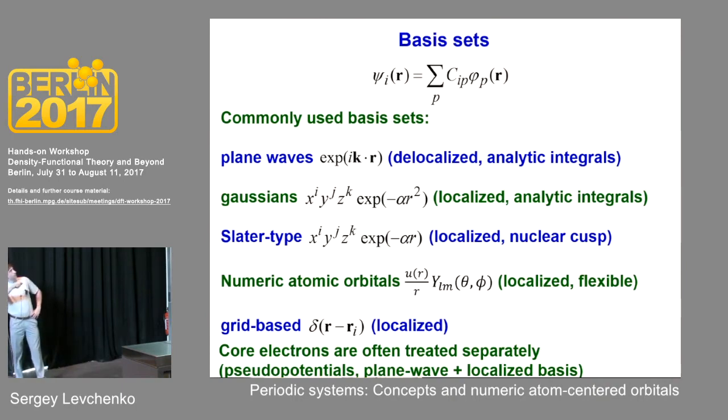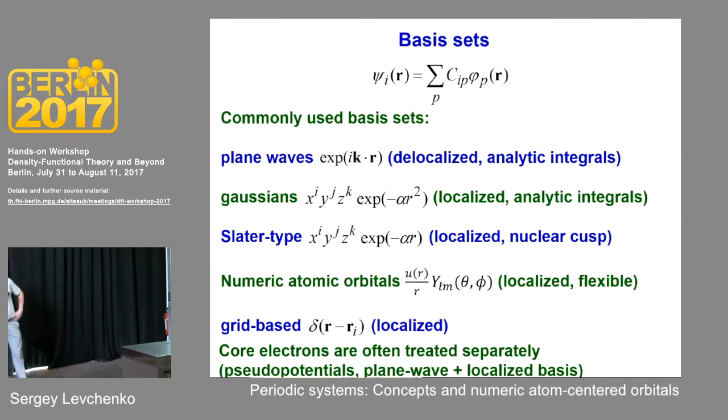Another popular choice of basis functions are Gaussians that are localized, so they are most suited for molecules, clusters, but also can be used for solids. And their advantage is that they also allow for analytic calculation of integrals. Another choice is Slater-type orbitals, which have a slightly different form, right? There is a square here, no square there, and the exponent.